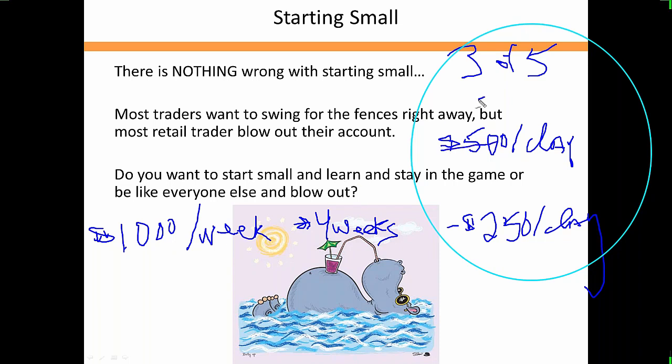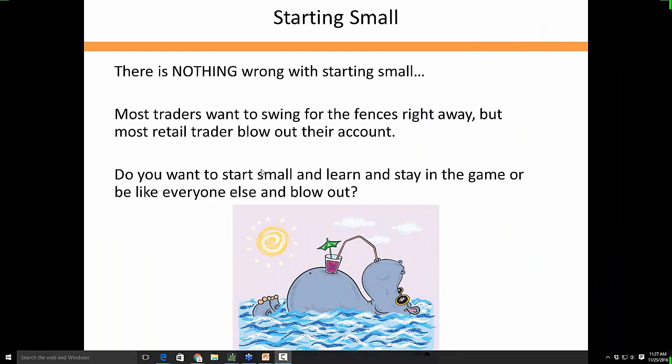So maybe you take this, and now you try to make $700 a day or $750, and then you move your losses to $350. Okay. It's like reinvesting in dividends. I know you guys all know about reinvesting in dividends. Well, reinvesting in your own trading account, scaling your account up when it's working, and cutting it back when it's not. So do you want to start small and learn and stay in the game, or do you want to be like everybody else and blow out?